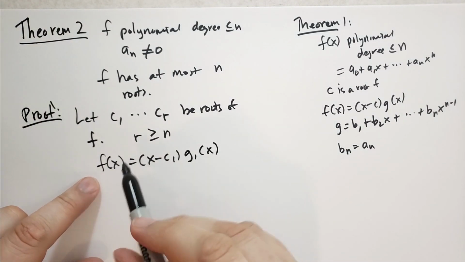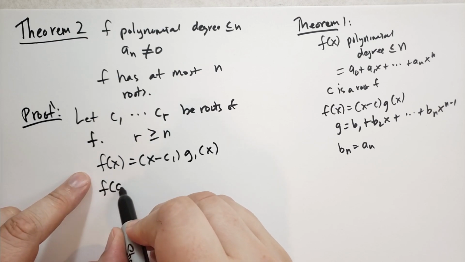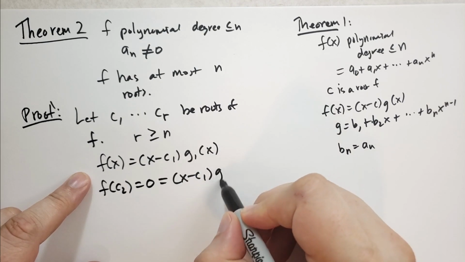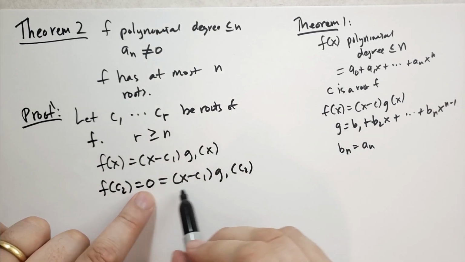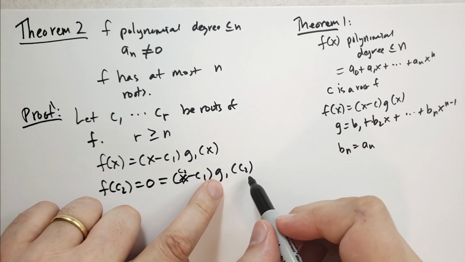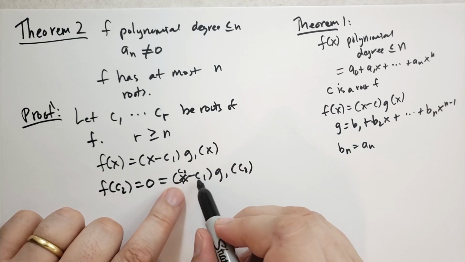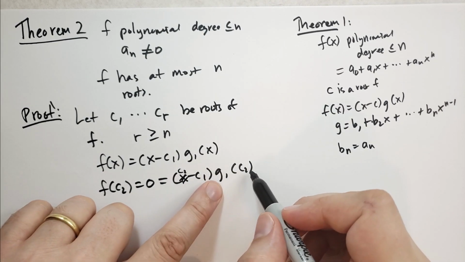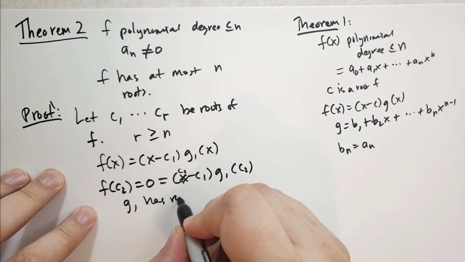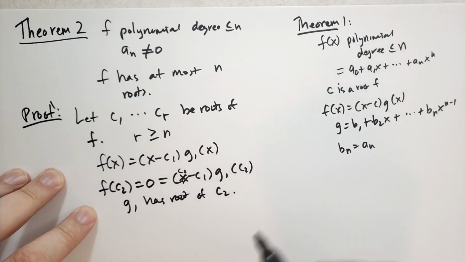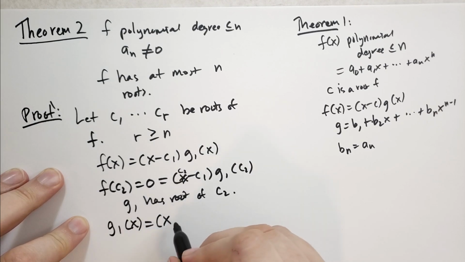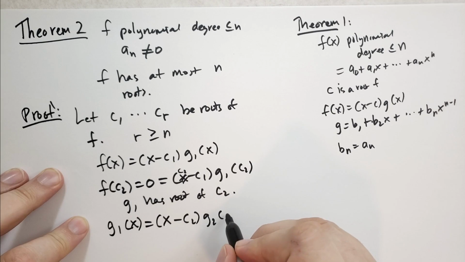Now, we know that c1 is a root of f, but also c2 is a root. So if we pass in c2, then that's going to be 0. And that's going to equal c2 minus c1 times g1 of c2. So c2 minus c1 has to be 0, or g1 of c2 has to be equal to 0. Well, these two numbers are distinct. They're different. So this is not 0. So g1 of c2 must be 0. So g1 has a root of c2. And so we can rewrite g1 of x to be the same as x minus c2 times g2 of x.